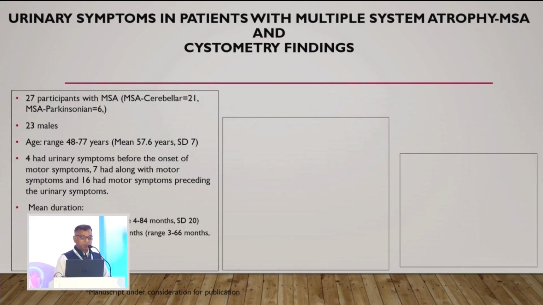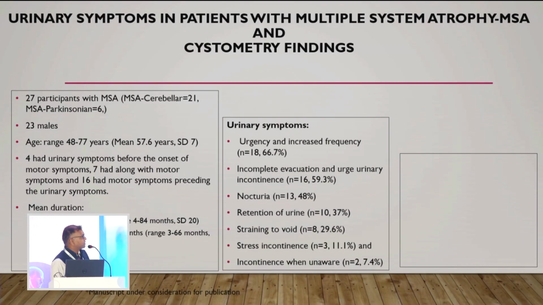So you can see 4 patients had urinary symptoms appearing before motor symptoms. 7 patients had motor symptoms preceding. In fact, 16 patients had motor symptoms preceding the urinary symptoms. So what were the urinary complaints? Urgency, increased frequency, incomplete emptying. So it's a mixed bladder. There is no definite pattern. Nocturia is important, retention, straining to void. So you cannot correlate with the level of lesion. These patients would have a mixed kind of bladder.